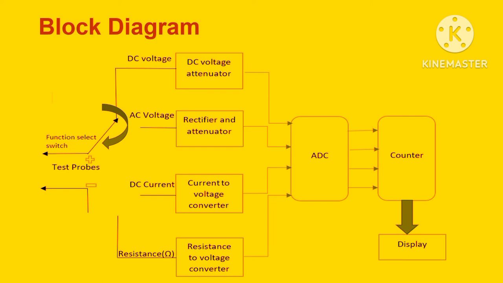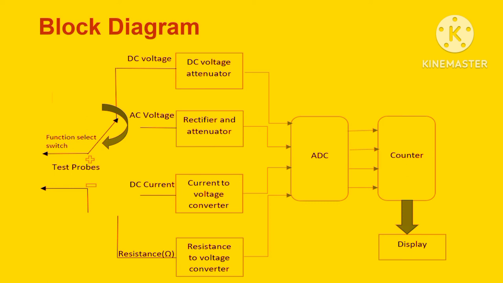Now to understand the working or the block diagram of DMM, there are two test probes that are to be connected to the two points between which the measurement of voltage, that will be either AC or DC, then next DC current or resistance, is to be made. The positive probe, that is the red probe, is connected to the function selector switch, which is positioned appropriately to the desired measured quantity.